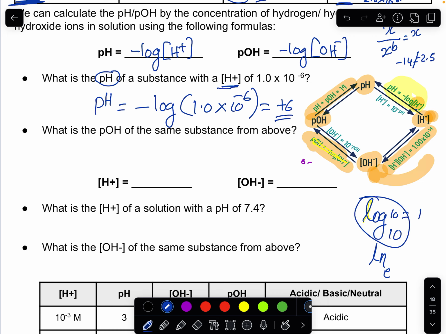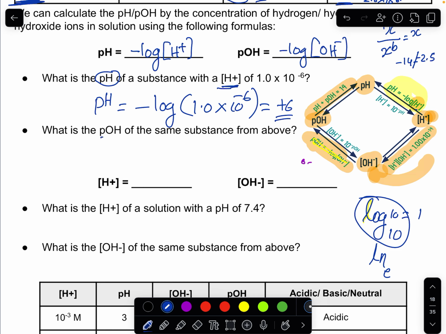And the exponent, you know how to put the exponent in? Yeah, second log. 10 to the power of negative 6. What did you get? 6. Yeah, that's 6. So that means it is an acid, right? Because pH is below 7.